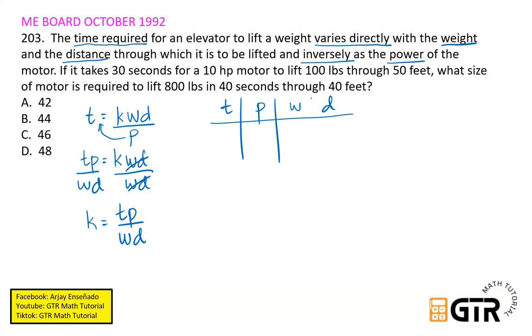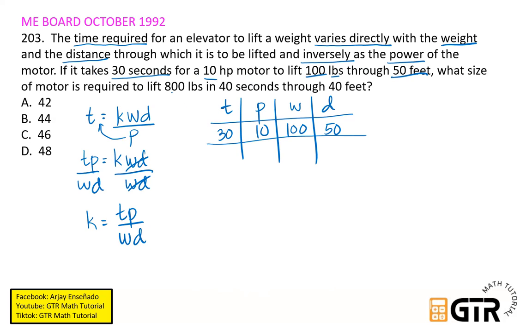Okay, so ano ba yung mga given natin sa ating problem? If it takes 30 seconds, so 30 seconds, yun yung time. So 30 seconds for a 10 horsepower motor, 10 HP motor, so dito sa power yung 10, to lift 100 pounds. 100 pounds, edi weight yan, 100 pounds. Through 50 feet. So 50 feet is the distance.